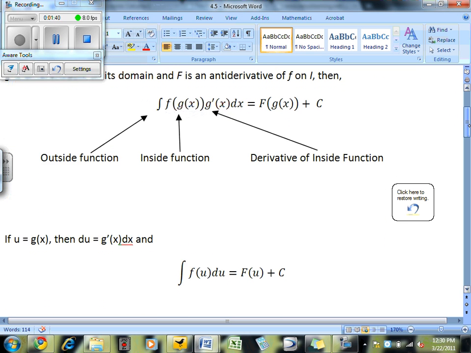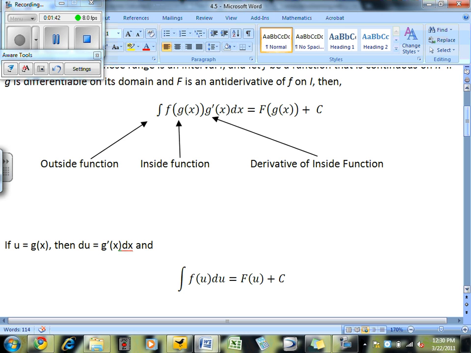I was talking about the outside function and the inside function. This is just a diagram showing that the outside function would be the f. Here is the outside function in green, and the inside function is here. If we notice that the derivative of the inside function is being multiplied by the outside function, this just cancels out. We leave the inside the same, and we take the integral of the outside. I'm going to show you though.